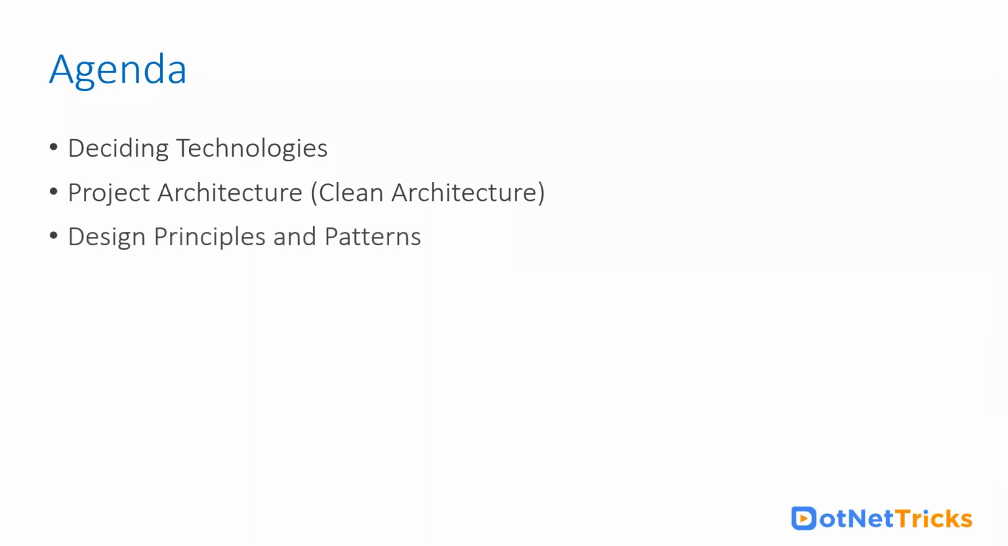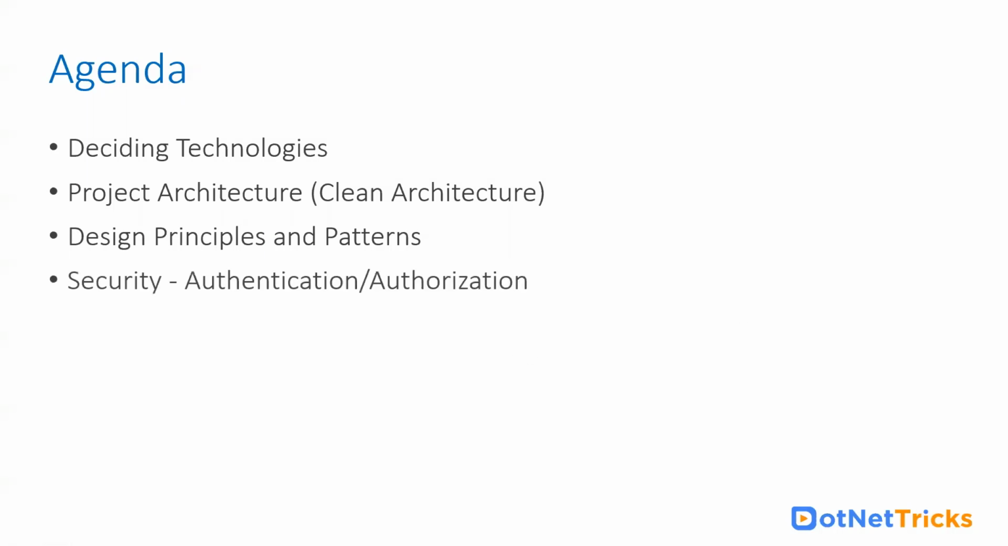So in this webinar, first we will decide the technologies. So what are the technologies we are going to use in this project and how we can decide. Then we look at the project architecture, where I will show you the way how you can implement the clean architecture. Then we look at the design principles and the patterns. So what are the design principles and patterns you should keep in mind.